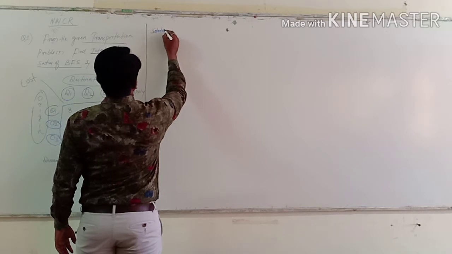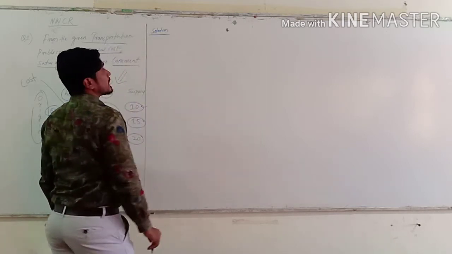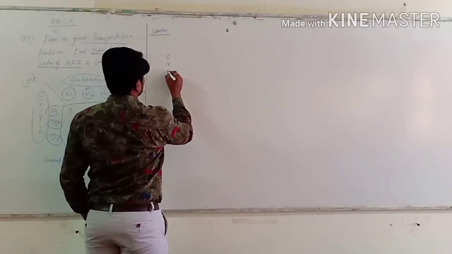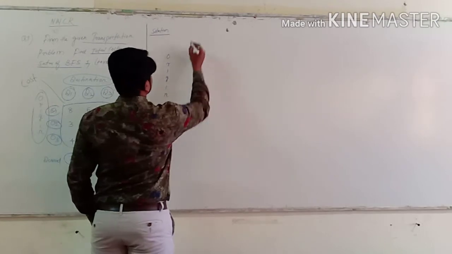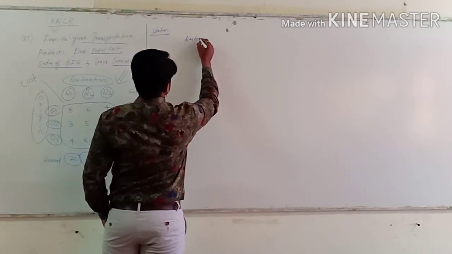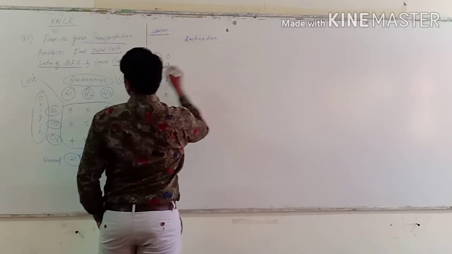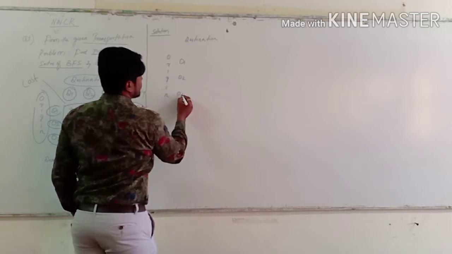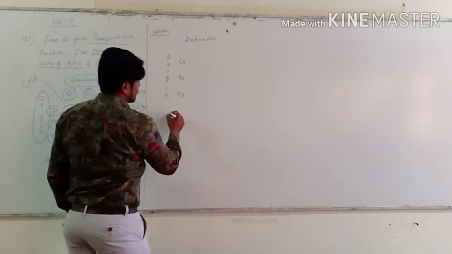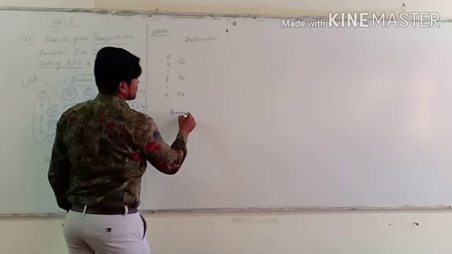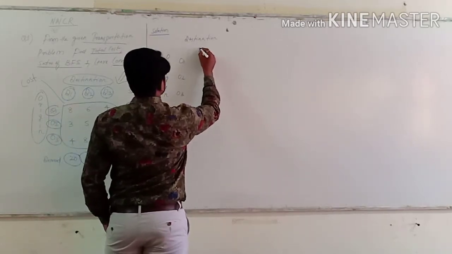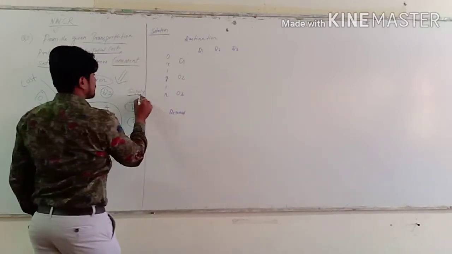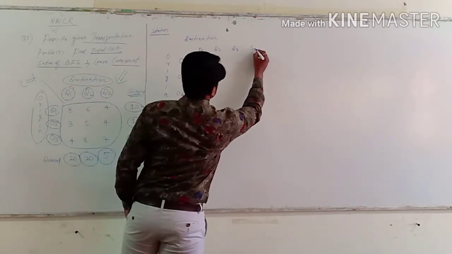This is the solution. Now the question has origins and destinations. We copy this: origin, and this is our destination. So there are 3 origins. I write O1, O2, O3, and we have demand in the question, so I write demand here. Likewise there are 3 destinations D1, D2, D3, and supply. Okay, I write supply.